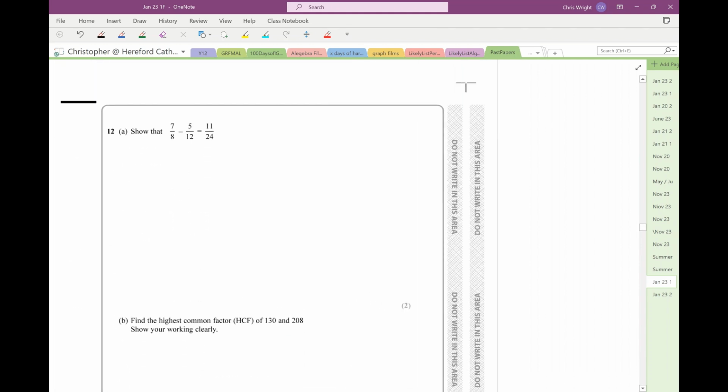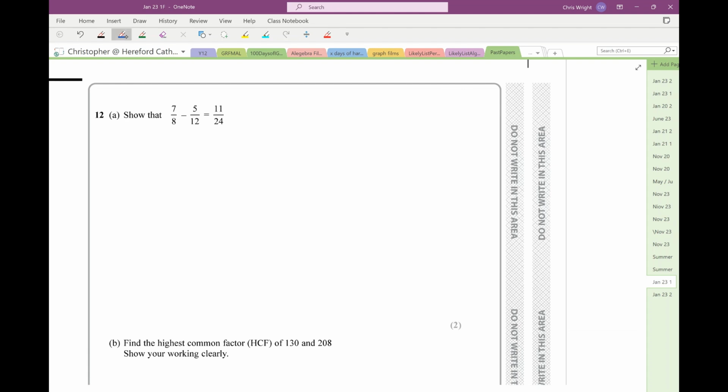Number 12. Now we've got to subtract fractions. When you have a show that, I would personally ignore the answer. Work out the answer to this and then check that you get what they say. So ignore that right-hand side. Now, if this was me, I would probably decide to put them both over a common denominator. Lots of people use the lowest common multiple, and there's nothing wrong with that. If you do, you put them over 24s. I'm going to put them over whatever 8 times 12 is. I'm going to put them as 96ths.